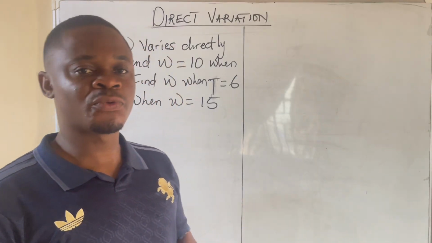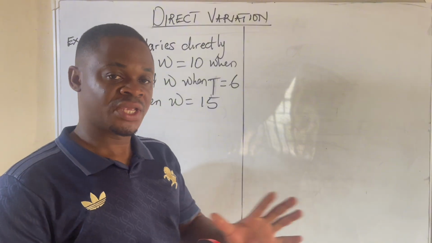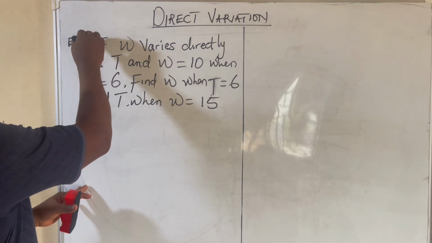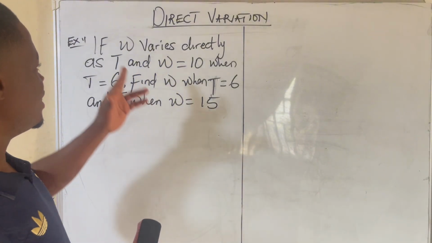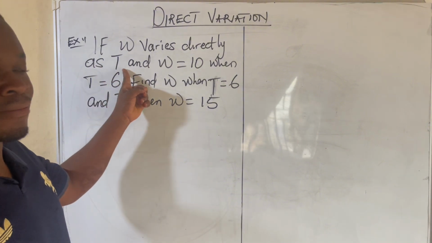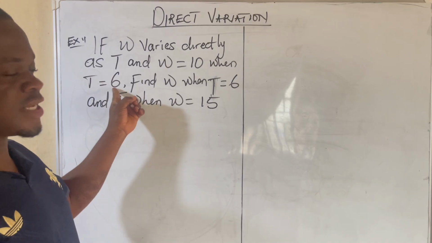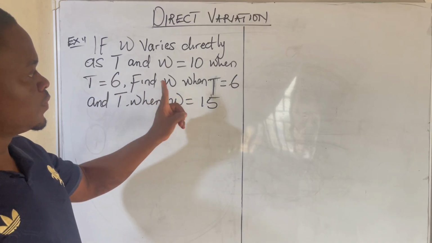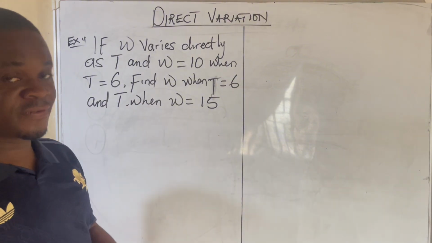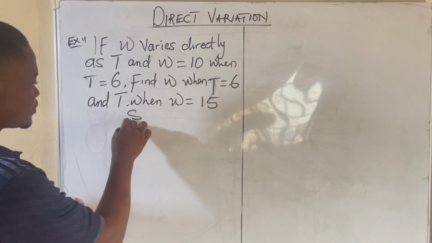Here we are going to solve problems involving direct variation. This is the first example which we are going to solve. Here we have a question on the board. The question says that if W varies directly as T and W is equal to 10 when T is equal to 6, find W when T is equal to 6 and T when W is equal to 15. So let's solve this problem. Solution.